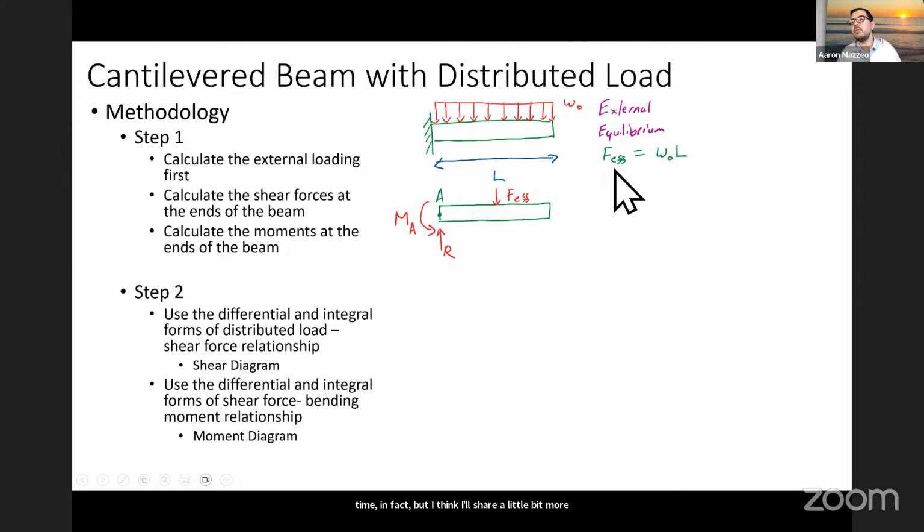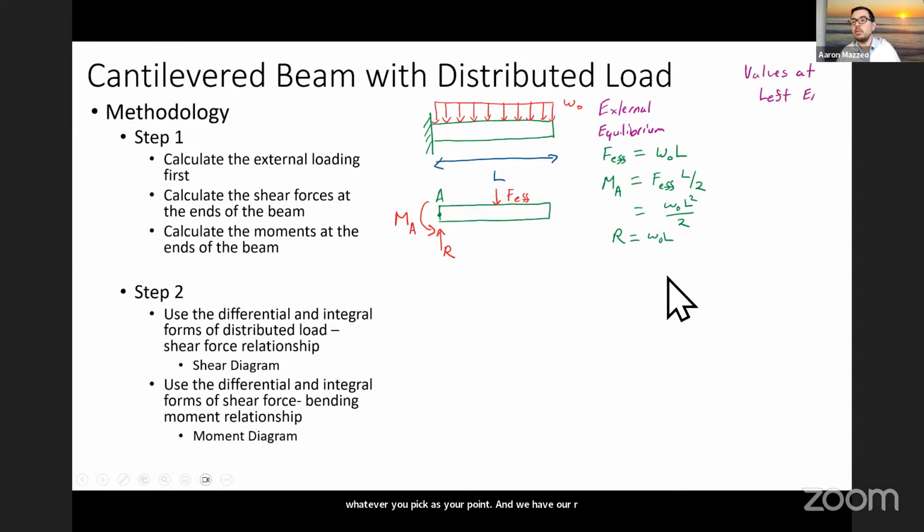We have the effective force, that's going to be equal to W naught L. That's the resultant here, and that's from the distributed load. We have our MA, our reaction, that's going to be equal to the effective force times the distance it's acting from the point where we're considering our moments, which would be at A. So you might write M sub A or M sub O, whatever you pick as your point. And we have our R equals W naught L.